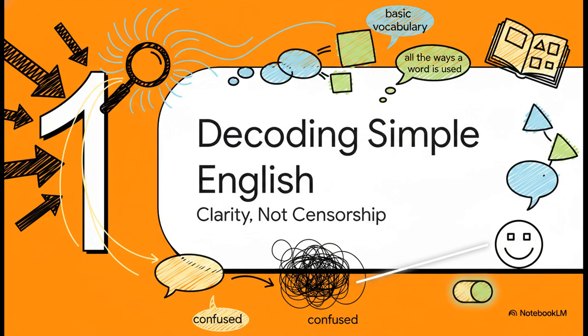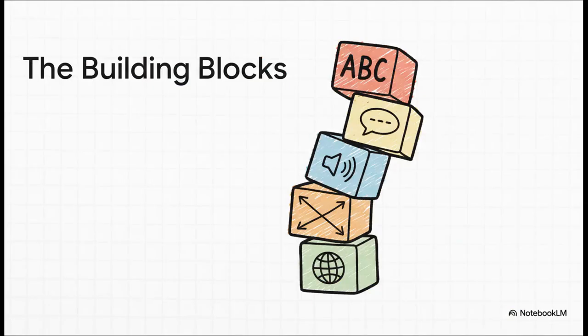Well, it actually reveals the core goal of Simple English, and it's a big one. The goal is clarity, not censorship. The whole point is to explain all the ways a word is actually used, with basic vocabulary, so a learner isn't left totally confused when they hear it out in the real world. The entry for bone is actually a perfect case study for this whole philosophy. It's built with these really specific tools, like simple vocabulary, clear examples, pronunciation guides, all designed to make the language as open and accessible as possible.